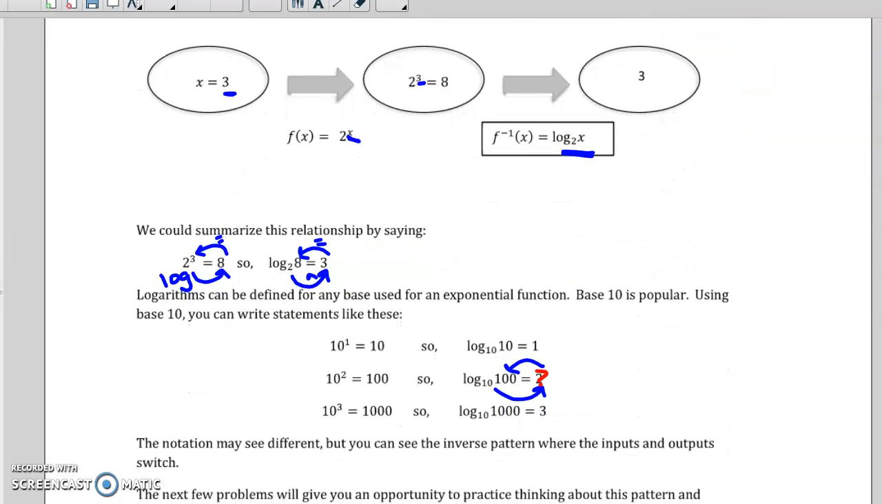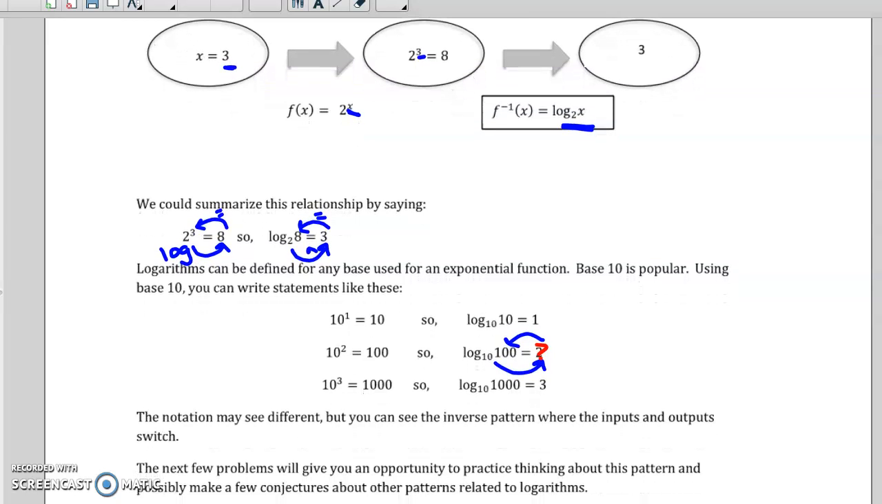And this is just kind of reminding you of that circle pattern of how we convert from one to the other. So if I have 2 cubed equals 8, remember to convert that to log form. It's log base 2 of 8 equals 3. If I have log base 2 of 8 equals 3, to convert that to exponential form, I'm thinking 2 to the third equals 8.